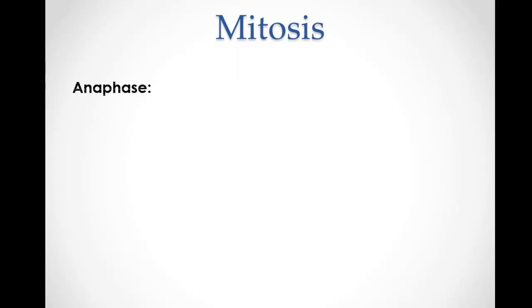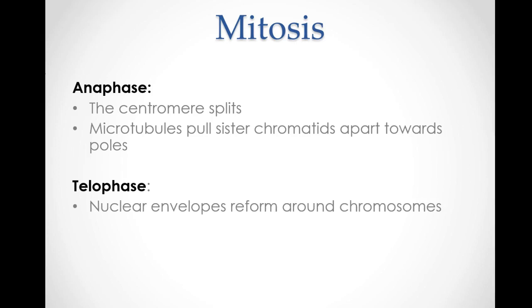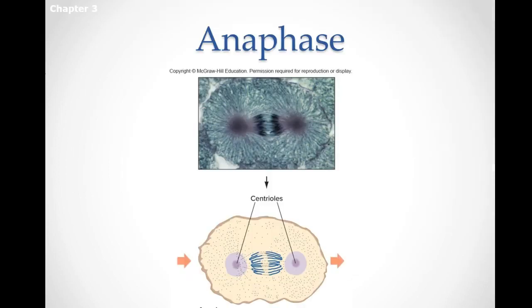Let's talk about anaphase and telophase next. In anaphase, we're physically pulling the sister chromatids apart from each other. Okay, so we're going to use those microtubules, those spindle fibers, to pull the sister chromatids apart towards the poles. And then in telophase, we're going to take those two distinct groups of chromosomes now, and we're going to put the nuclear envelope back around them. And the chromosomes are going to go back to their uncondensed form, to that chromatin that we talked about.